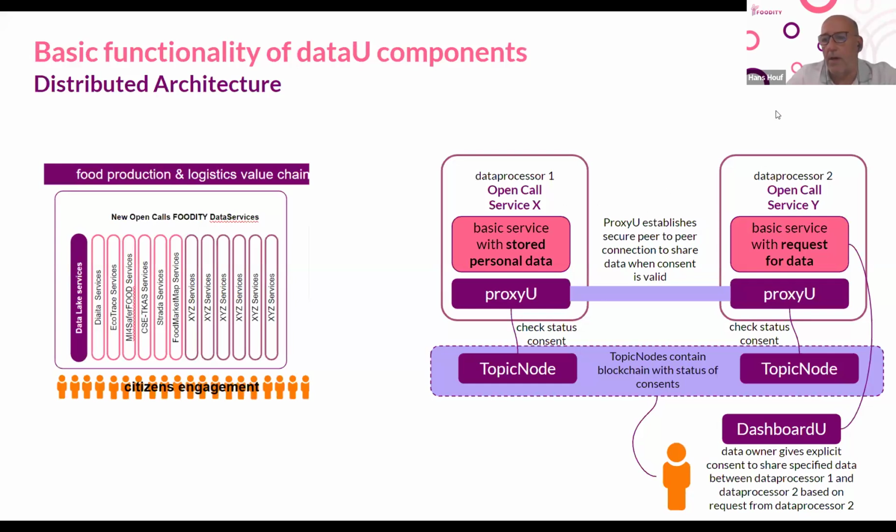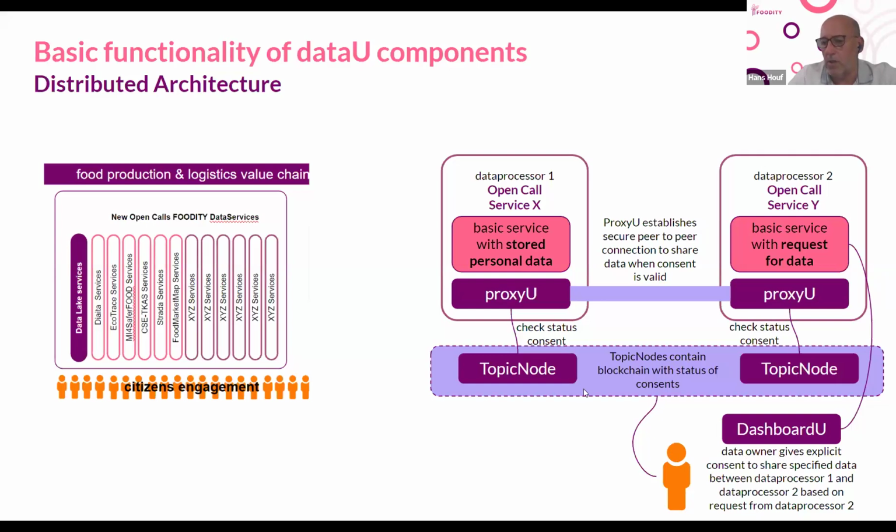This goes one step deeper. The important part is on the right side. We have data processor 1 and data processor 2. Data processor 2 has specific requests for data, and data processor 1 has already stored this data in its databases. The topic node contains the blockchain with the status of consent. Via the dashboard view, a citizen or data owner can give this explicit consent.